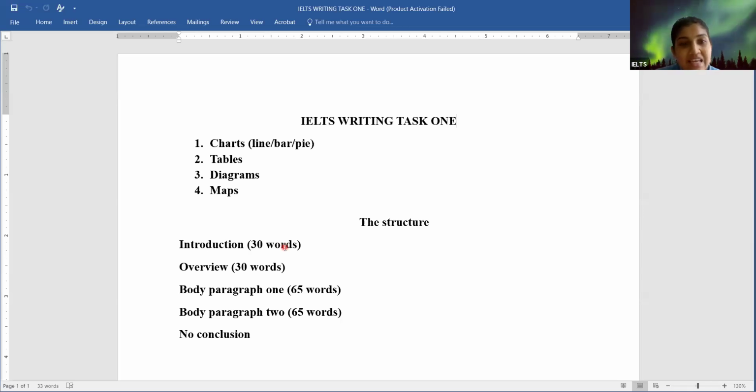Okay, let's see again. I'm going to explain it one more time. So, when we come to IELTS writing task 1, there may be one figure, two figures, or three figures, just like two charts and a table, or one chart and a table and a diagram and a map. Okay. Then you have to follow the structure I've given here, just like introduction, overview, body paragraph 1 and body paragraph 2. Please follow the word limitations I've mentioned here, and there's no conclusion. Remember that.